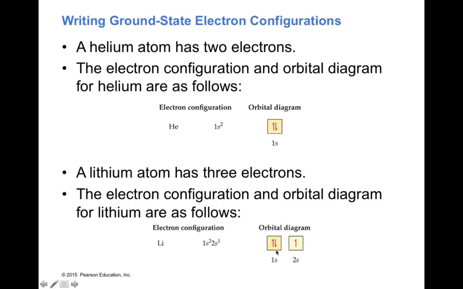The orbital diagram must be one box for 1s, which has 2 electrons, and then we have one more electron that we need to put in the 2s orbital. Most of the time we point it up, but you can also point it down, it doesn't matter. Most of the time, the one that you put alone usually points up.